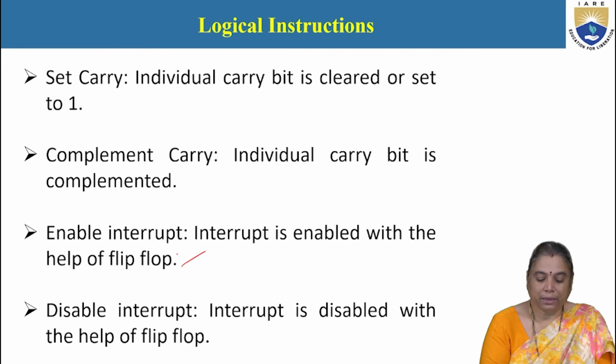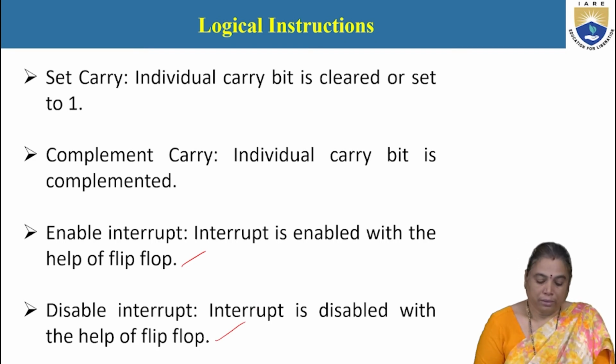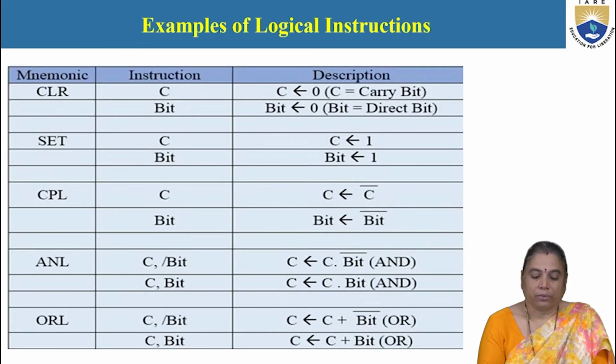So the interrupt is raised by the EI instruction, and it can be disabled with the help of the DI mnemonic. The disable interrupt disables the interrupt with the help of the flip-flop. So these are the varieties of categories of the logical instructions.